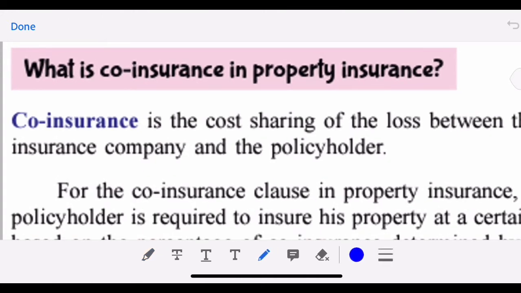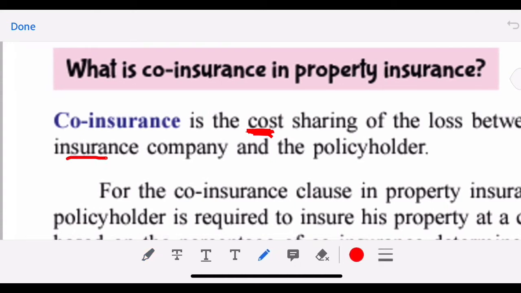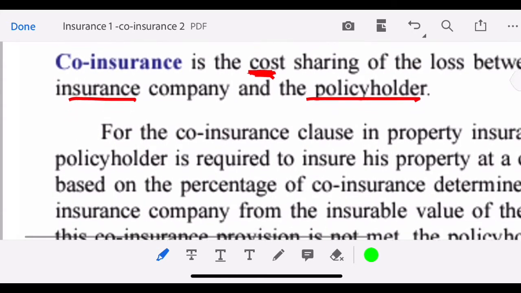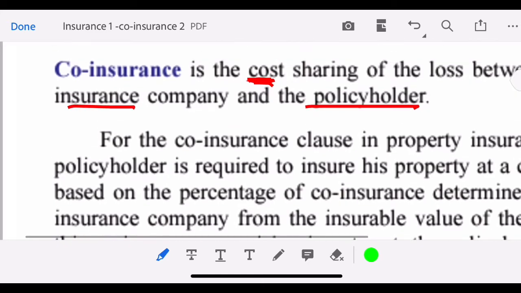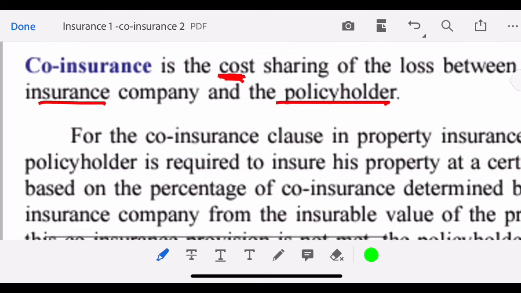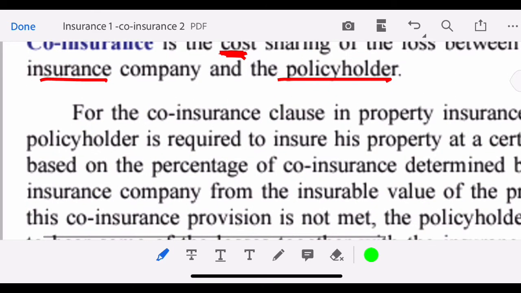Co-insurance: co means cost sharing of the loss between the insurance company and the policy holder. Co means together, right? The insurance company and policy holder share the loss together, for the cost of the insurance.